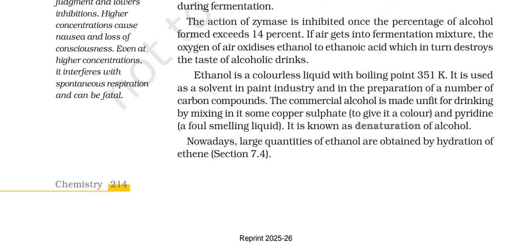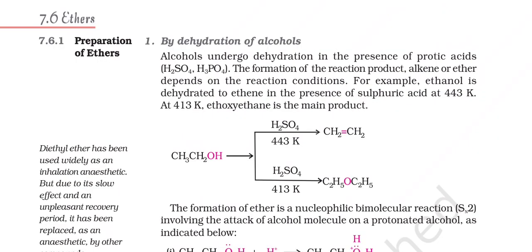If air gets into the fermentation mixture, the oxygen of air oxidizes ethanol to ethanoic acid, which in turn destroys the taste of alcoholic drinks. Ethanol is a colorless liquid with boiling point 351 Kelvin. It is used as a solvent in paint industries and in the preparation of a number of carbon compounds. Commercial alcohol is made unfit for drinking by mixing it with some copper sulfate and pyridine. This is also known as denaturation of alcohol. Nowadays, large quantities of ethanol are obtained by hydration of ethene.